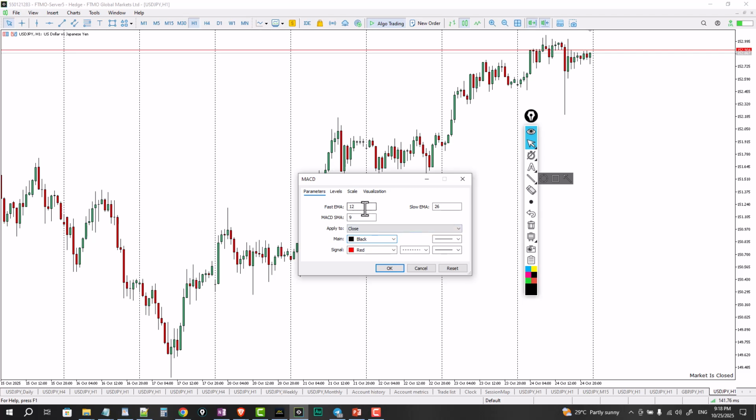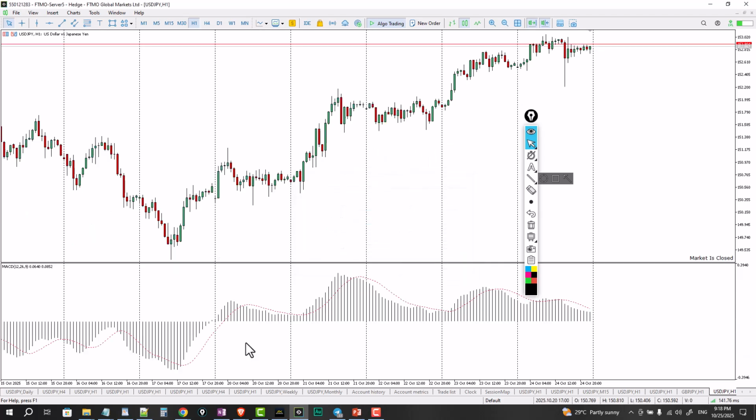This is the default settings for the indicator. We have the fast EMA as 12, the signal line, I think, is 9, and then the slow EMA is 26. You don't need to change anything, okay? So I just click on OK. Now, once you add it onto your chart, this is what it's typically going to look like.